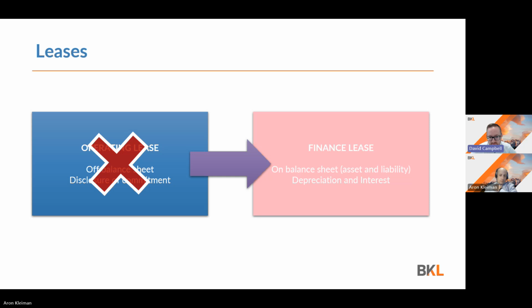And as Aron's flashing here, operating leases are no longer distinguishable from finance leases. They're all going to be recognised on the balance sheet as an asset and liability, with corresponding depreciation and interest being recognised over the lease term. Yeah, we'll work through an example in a moment, won't we?